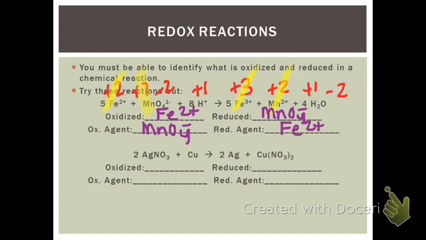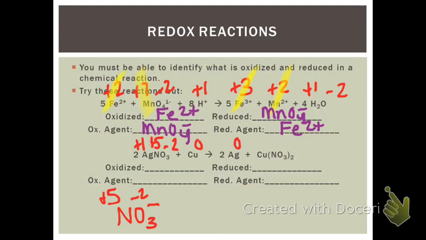Now, in the next one, again, assign oxidation numbers. The O is -2, and I'm not really sure about N or Ag, so I'll pull out the polyatomic nitrate. Since I know that O is -2, and that's a total of -6, then I know the N has to be +5. And then that means the silver must be +1 in order to total to 0.